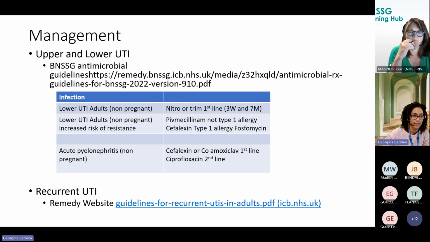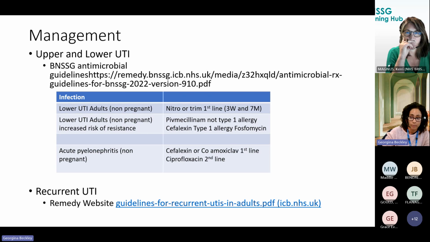So management, I'm just going to briefly go over and signpost and highlight things. So upper and lower urinary tract infection, BNSG has great community guidelines on Remedy, which are hopefully easily accessible, and I think are due for review by Liz Jonas imminently. And I think also there's some nice UTI guidelines coming out as well.